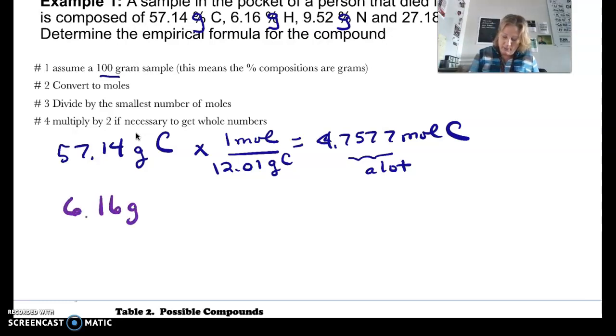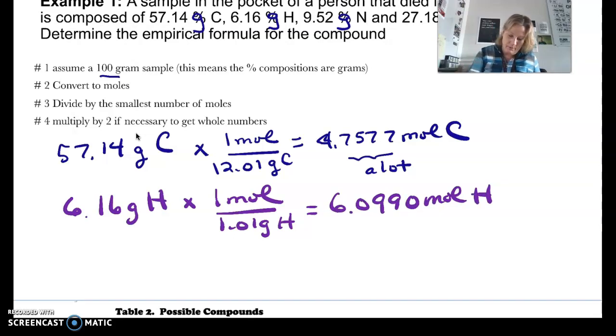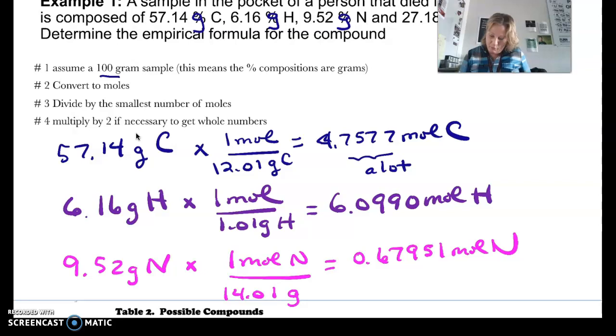So 6.16 grams of hydrogen, we're going to convert that into moles of hydrogen, and I'm going to get 6.0990 moles of hydrogen. I'm just going to keep going with my nitrogen. So 1 mole of nitrogen, looking on my periodic table, has a molar mass of 14.01. When I do that calculation, I get 0.67951 moles of nitrogen. And I'm just going to add a page here so I have more room.